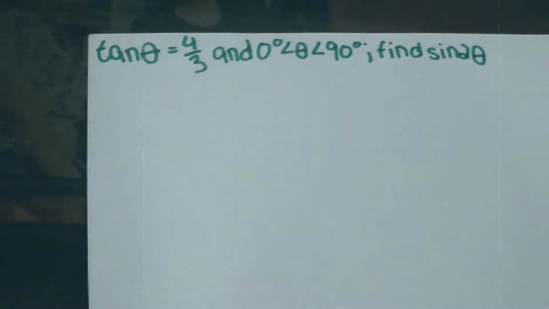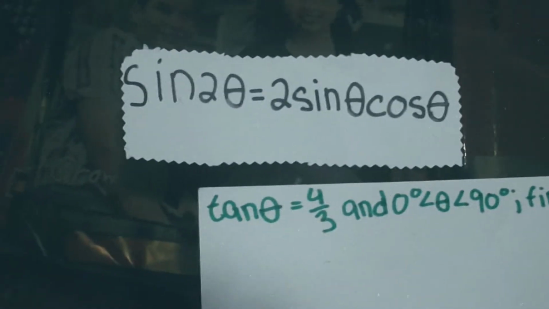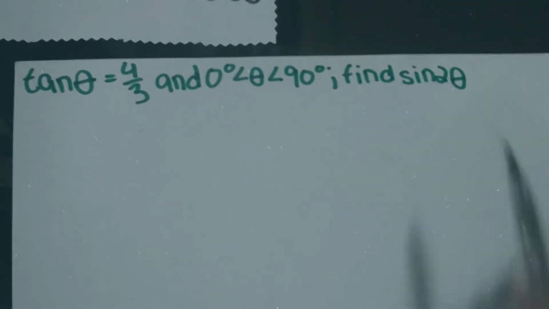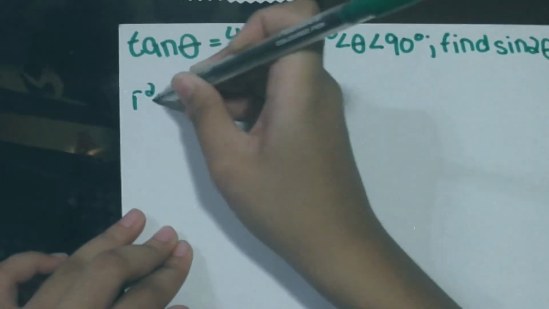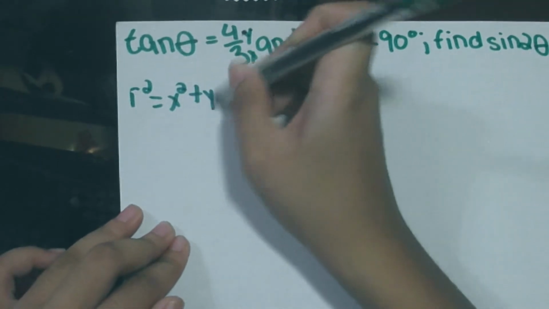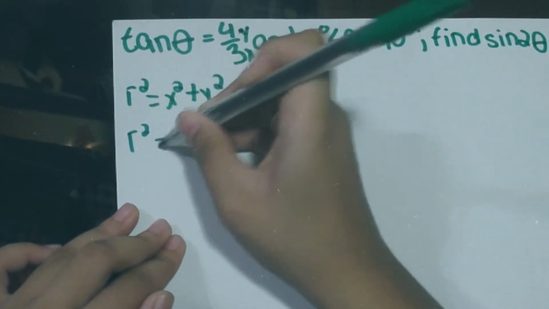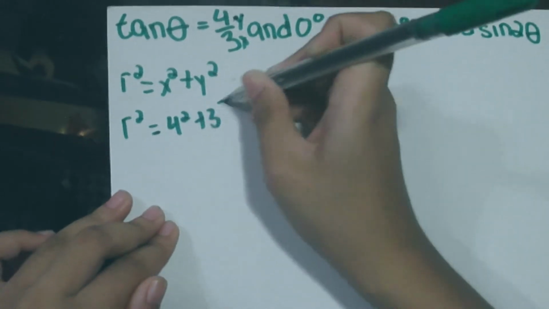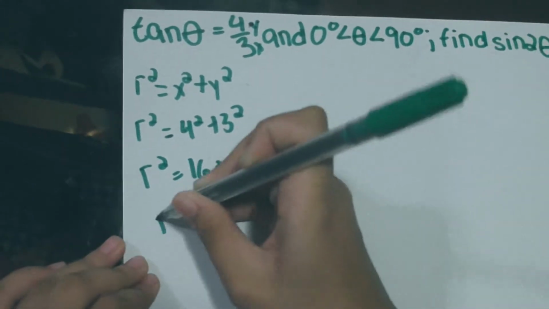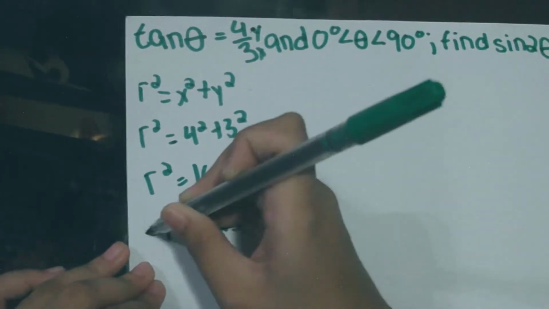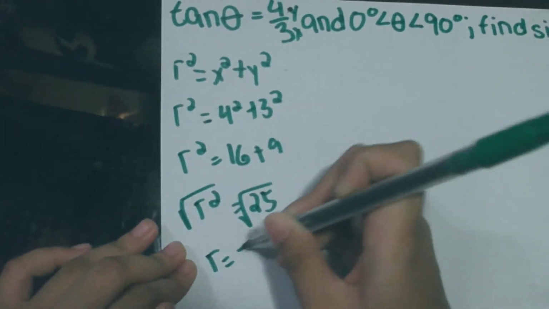For example number 1, we will be using this formula, which is for sine. As we all know, tangent is y over x. So now all we need to do is find r. Let's use the Pythagorean theorem. r squared equals x squared plus y squared. So r squared is equal to 4 squared plus 3 squared, and then r squared is equal to 16 plus 9. r squared is equal to 25. Square root, r equals 5.